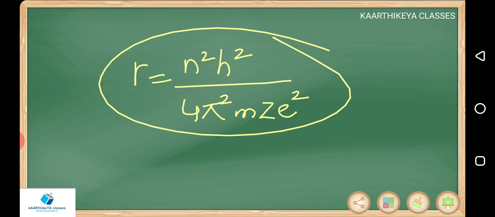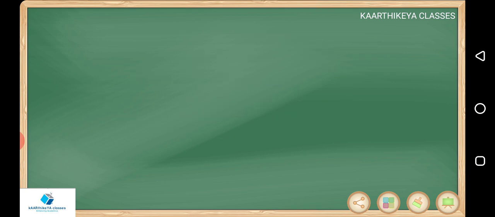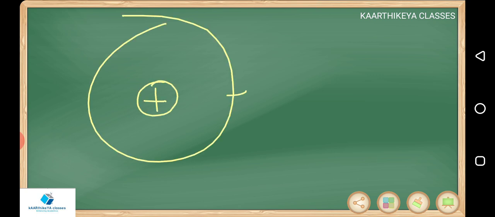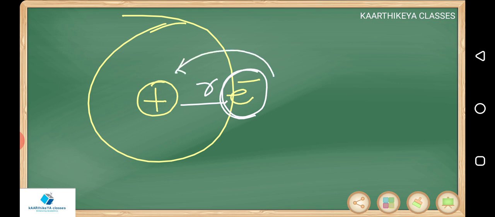How are we getting this expression? This derivation part is not required, but you can have a look. Say this is the electron and this distance is the radius. The electron revolving here is experiencing two types of forces. One is the attractive force towards the nucleus, which we call the centripetal force. The other is the centrifugal force, because of the movement of the electron with high speed.